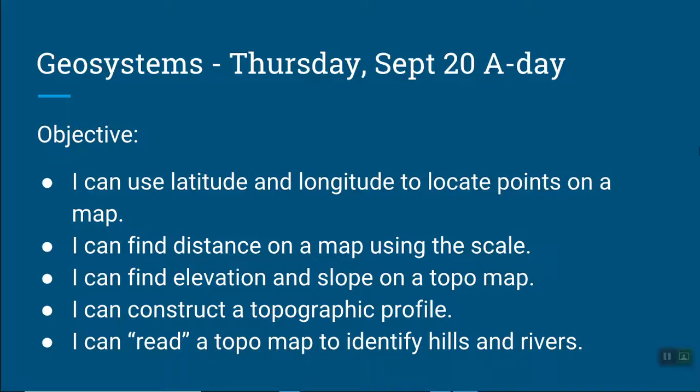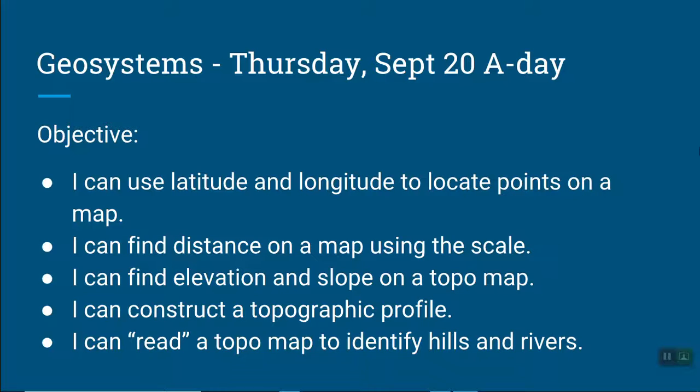The second objective is about finding distance on a map using the map scale. So are you able to find the distance from point A to point B just by using the scale on the bottom of the map? The third objective is looking at topographic maps and being able to find spot elevations, like the elevation of a specific location, but also being able to find or calculate the slope from point A to point B on a topographic map.